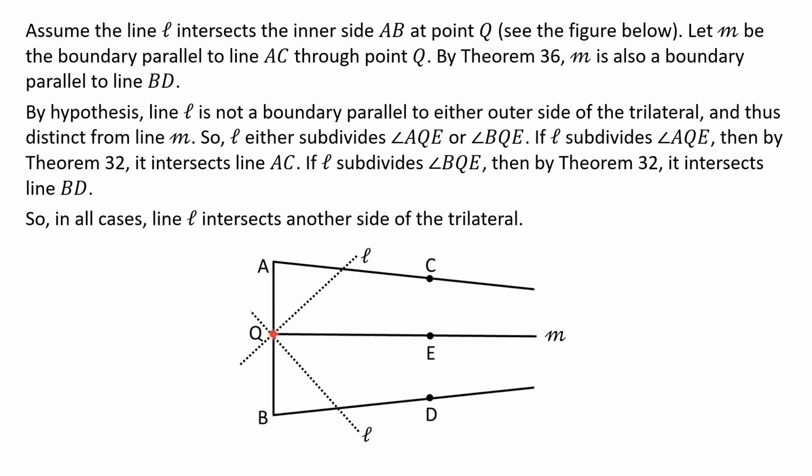So L either divides AQE or BQE. If L subdivides AQE, then by theorem 32 it intersects AC, and if it subdivides BQE, then by the same theorem, it must intersect the line BD. So in all cases, we have a line intersecting one of the sides of our trilateral, and it always intersects another side, unless it's boundary parallel, which we've stipulated it is not in the theorem.